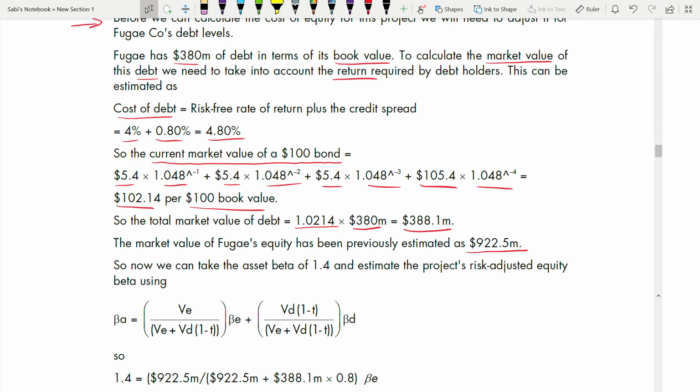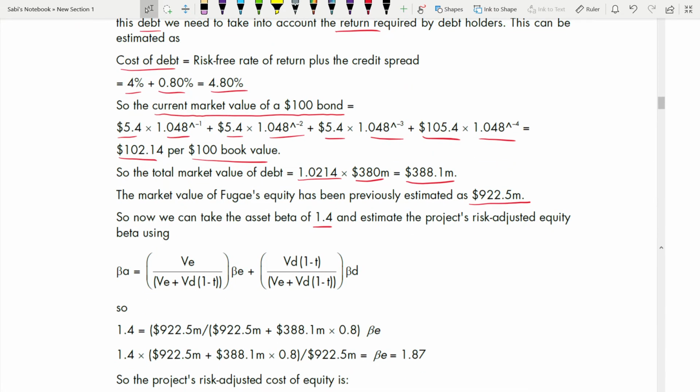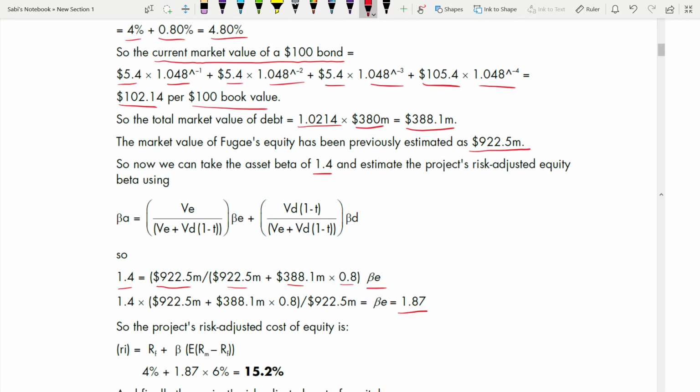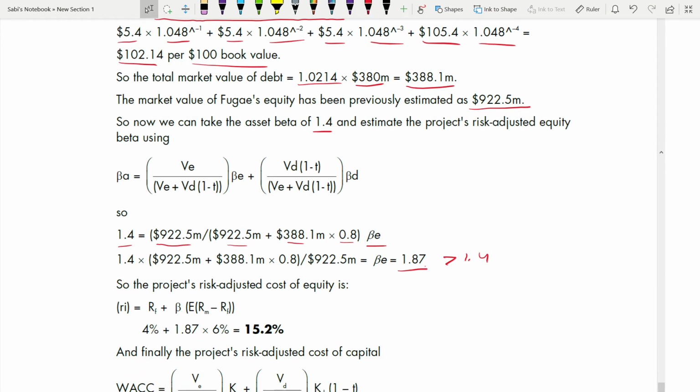Now we can take the asset beta of 1.4 and estimate the project's risk adjusted equity beta. So this 1.4 can be used to find the equity beta. Asset beta is equal to what? Value of equity over equity plus debt into 0.8 after tax into equity beta. So make equity beta the subject and it will be this. Of course, this has to be greater than 1.4, greater than asset beta. Just check all the time. That equity beta is the greater one.